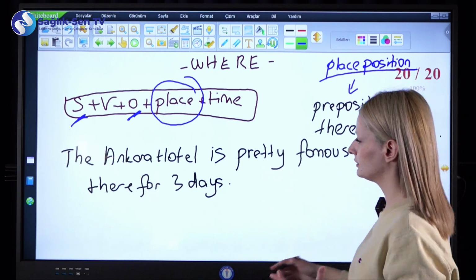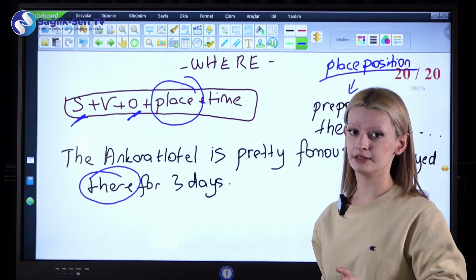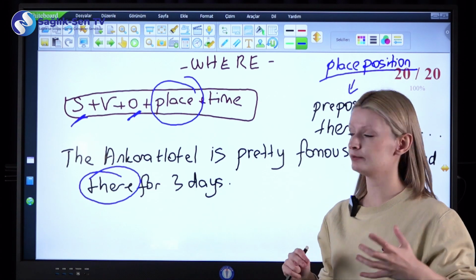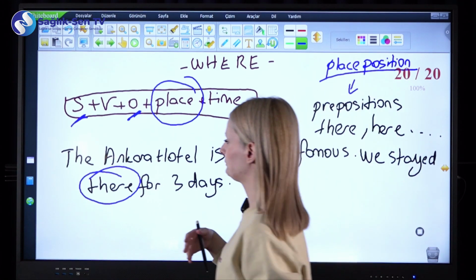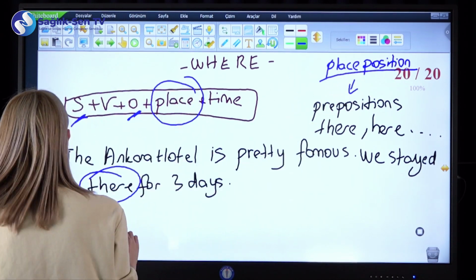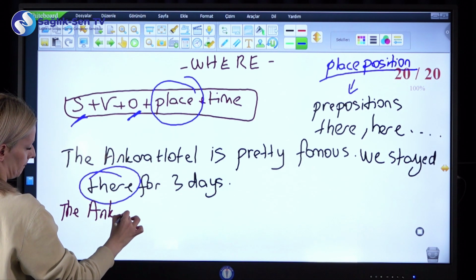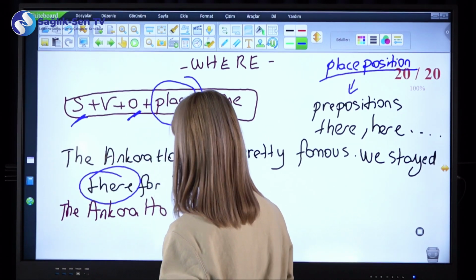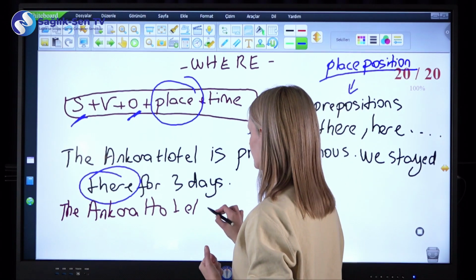And how did I understand it? We have a there in the sentence. It could be a preposition, in, at, on, doesn't matter. But in this one, we have there. So, I will do the Ankara hotel, and then I will use my relative pronoun, which is where.